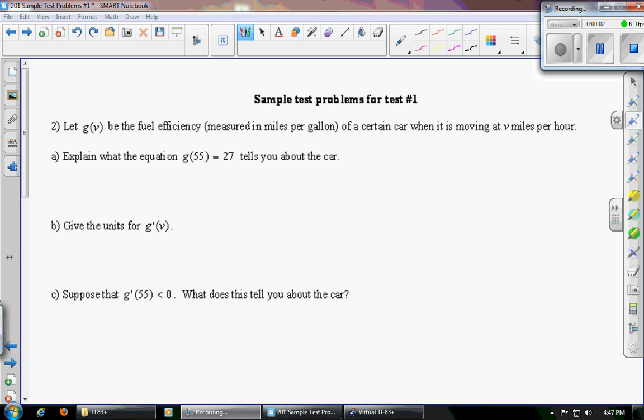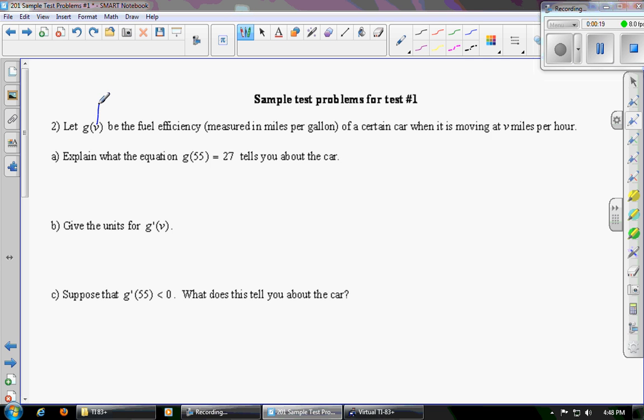This is problem number 2 on the sample test problems for test number 1. Let G of V be the fuel efficiency measured in miles per gallon of a certain car when it is moving at V miles per hour. A, explain what the equation G of 55 equals 27 tells you about the car.